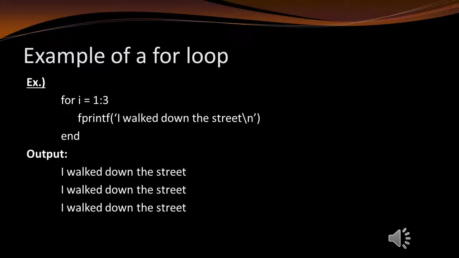Example of a for loop. In this example, the condition is an array of variable I from 1 to 3. The action of printing "I walk down the street" is executed for every number in I. Therefore, "I walk down the street" is repeated 3 times.